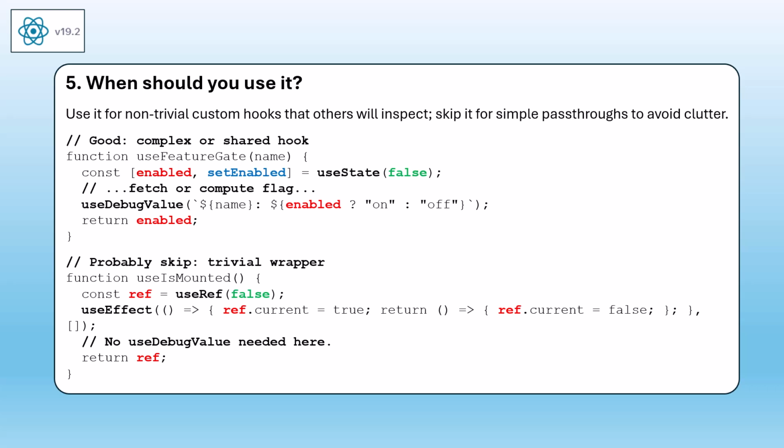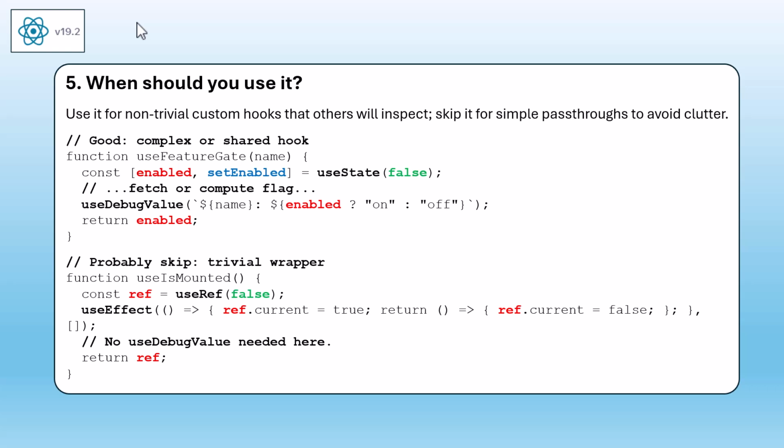5. When should you use it? Here are some guidelines. Use it when you create a custom hook that will be used by others, in a component library, for example, or by future maintainers. Use it when the internal value of the hook is non-trivial, for instance an object with nested state, a subscription status, or some transformation, and its meaning is not immediately obvious.